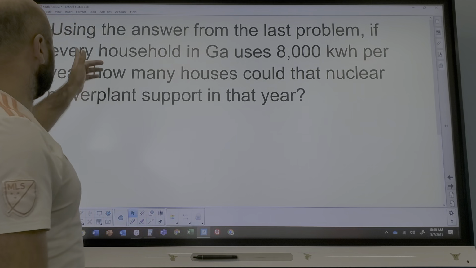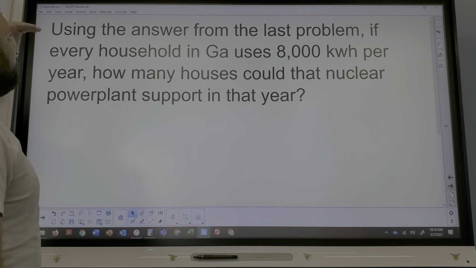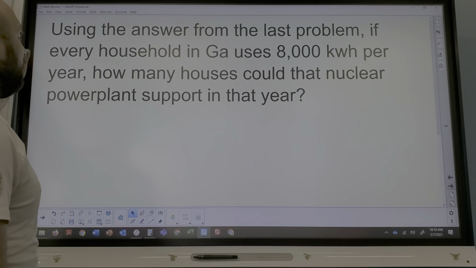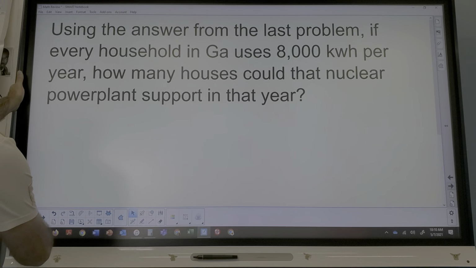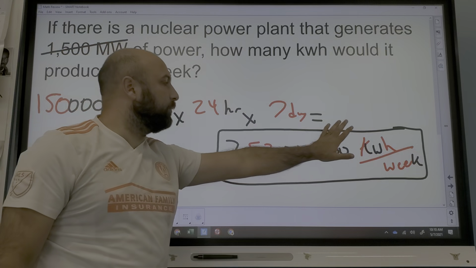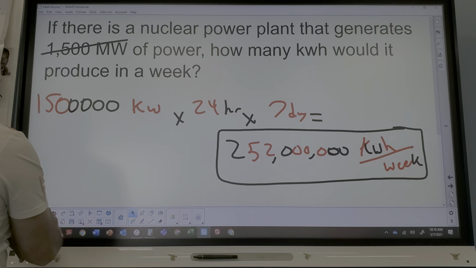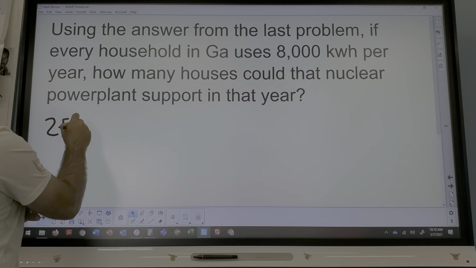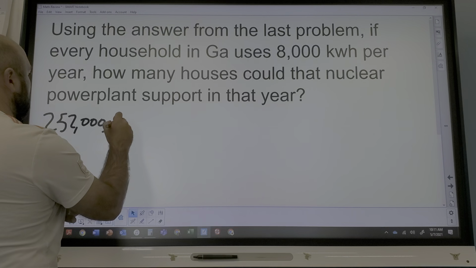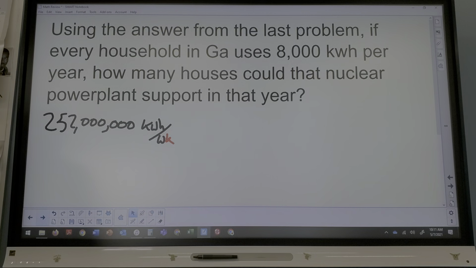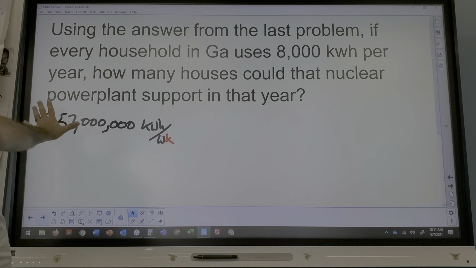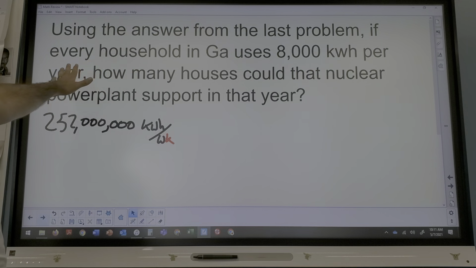the problem. So looking over here, it says, using the answer from the last problem, if every household in Georgia uses 8,000 kilowatt hours per year, how many houses could that nuclear power plant support in that year? Okay, so we know that it produces this many kilowatt hours per week. And I want to know, using the answer from the last problem, how many houses that power plant could support that year.